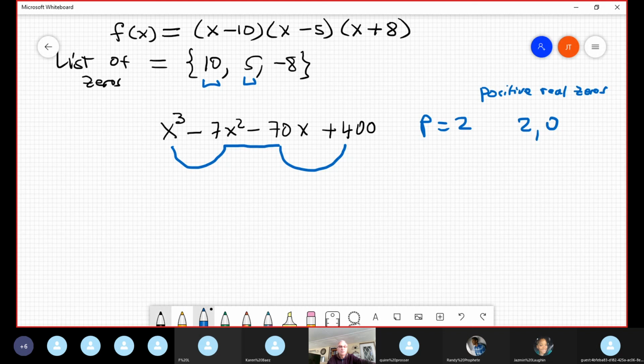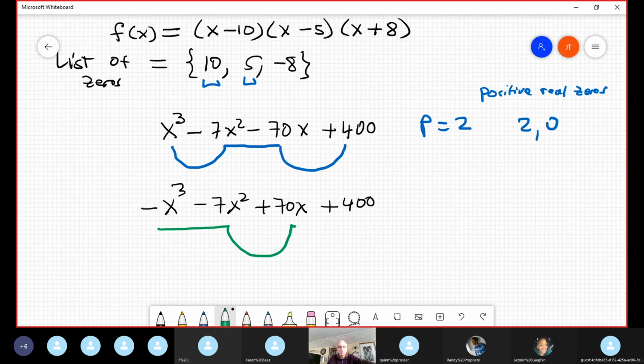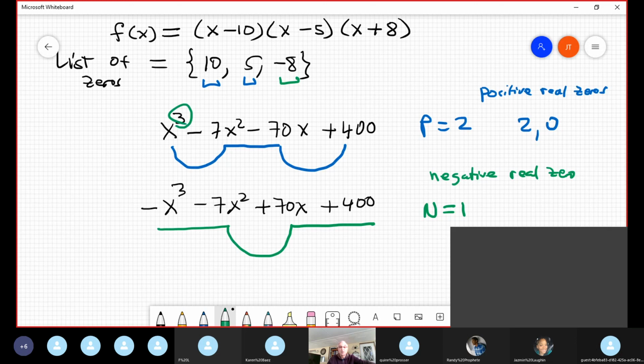Now I make a reflection. x cubed minus 7x squared stays the same. Plus 70x changes because the power is odd. Plus 400. This is negative, this is positive, and this is positive. The number of sign changes is 1. So 1 negative real zero. And obviously we have no complex because we have 3 zeros in total, matching the degree of our polynomial.